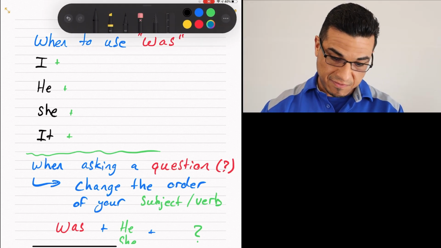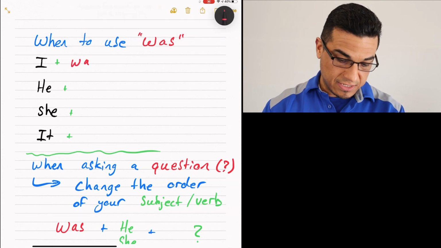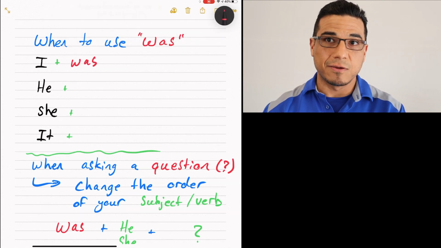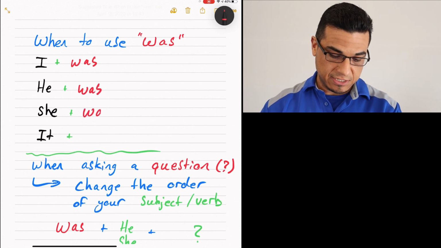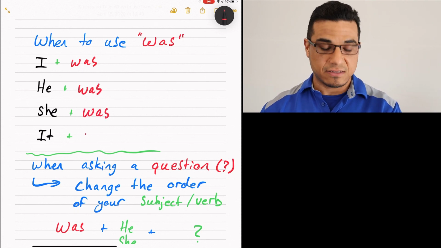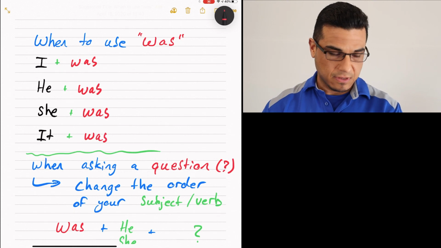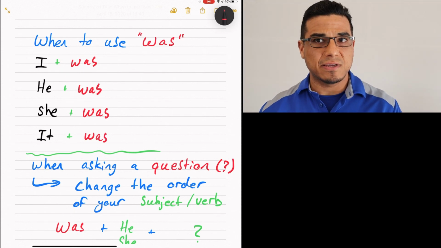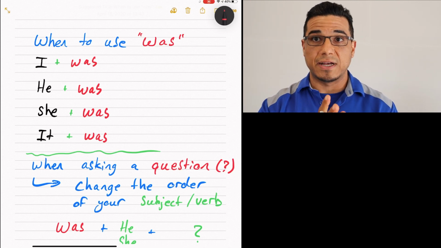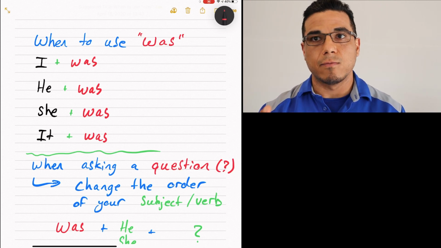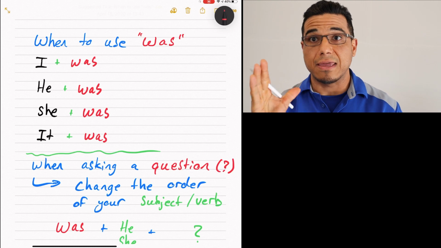So I'm going to get my fancy writing tool. For this one, you would attach, like, I was, forgive my handwriting, he was, she was, it was. And simply, if you wanted to change to the negative, because right now we are in what's called the positive, like I was running, so this is something I am doing.